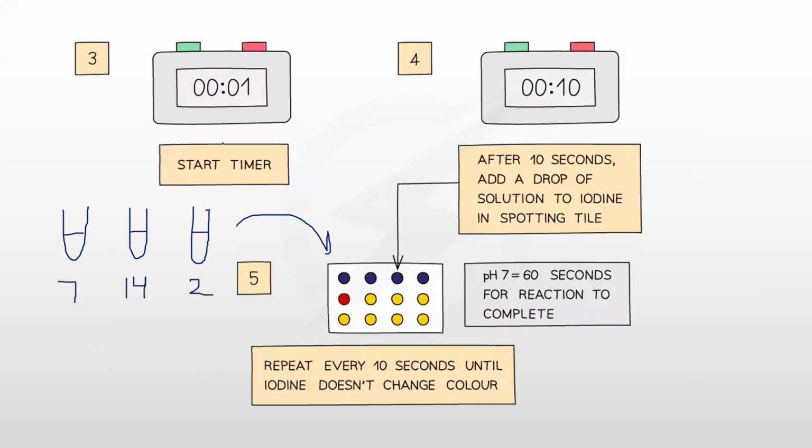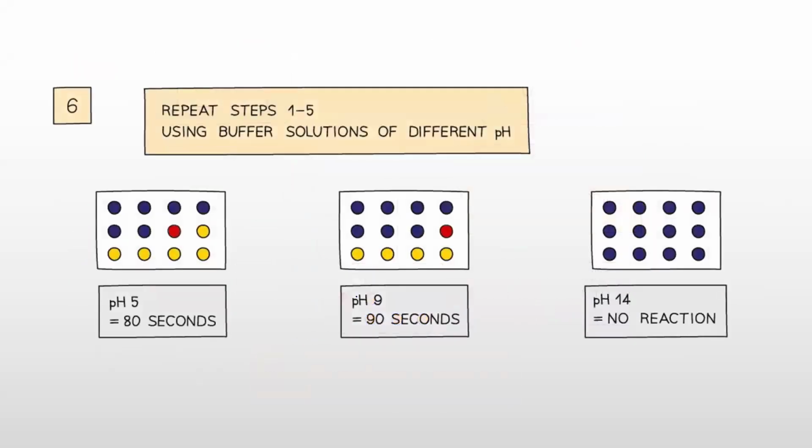After every 1 minute when you start the stopwatch, you have to add 1 drop over there and you have to see where the fastest reaction occurs. Let's say the fastest reaction occurs at pH 2, which means that the enzyme's optimum pH is 2. Why? Because it worked the fastest. It took only 2 minutes for the starch to disappear, which means the enzyme has broken down all of the starch in only 2 minutes. Got it?